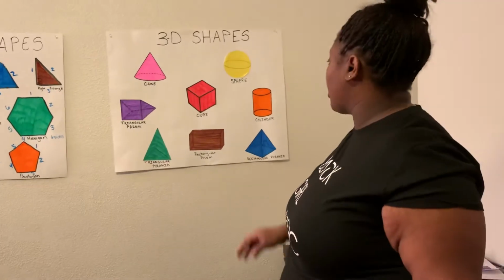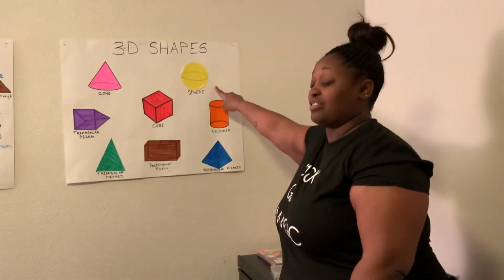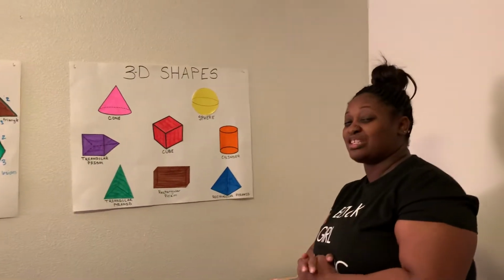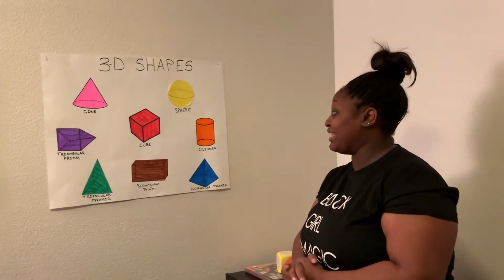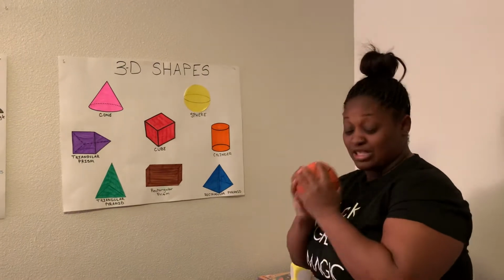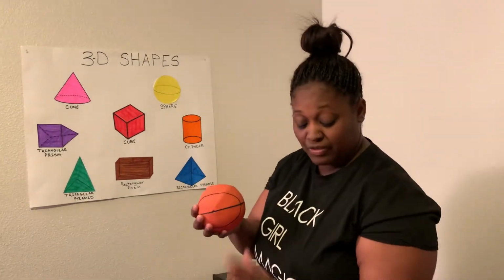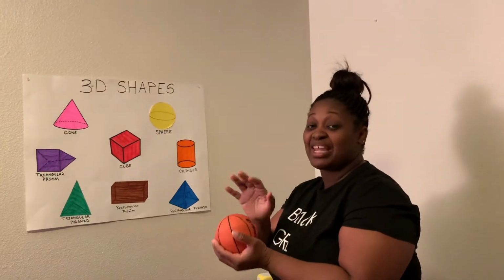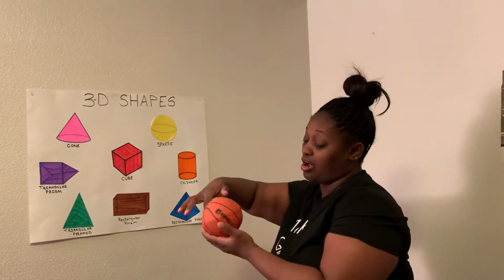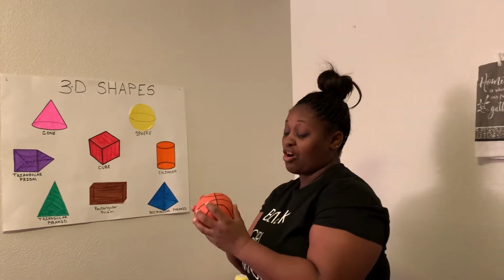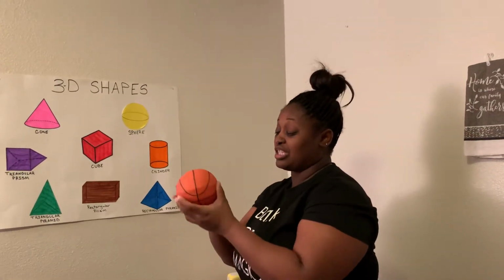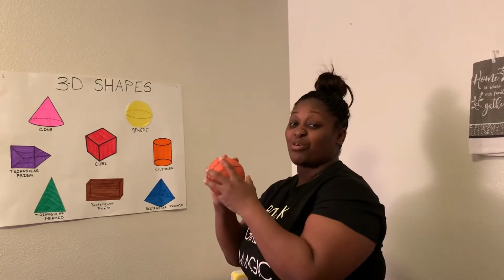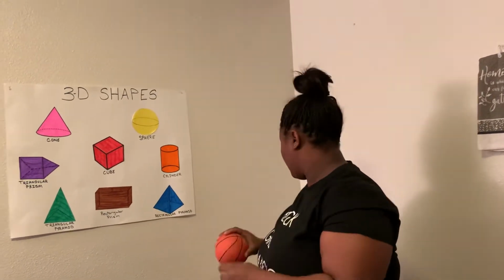All right, let's move on to the next shape, which is the sphere. Can you guess how many faces a sphere has? I'm going to use this ball right here. A sphere has no faces. And it doesn't have any edges either because it's all round. And there are no vertices. Do you see any points on it? Nope, it's all round. So it has 0 for everything.